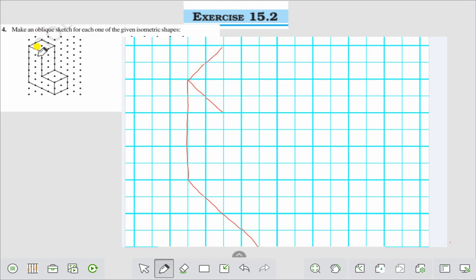Right? Here you take 1, 2, 3, 4 unit. Here you take 4 unit. That is 1, 2, 3, and 4. Right? And here you take 2 unit. That is 1, 1, 2 unit. Right? Here you also take 2 unit. That is 1 and 1, 2 unit. Right? And here you take 1, 2, 3, 4. 4 unit. That is 1, 2, 3, and 4.